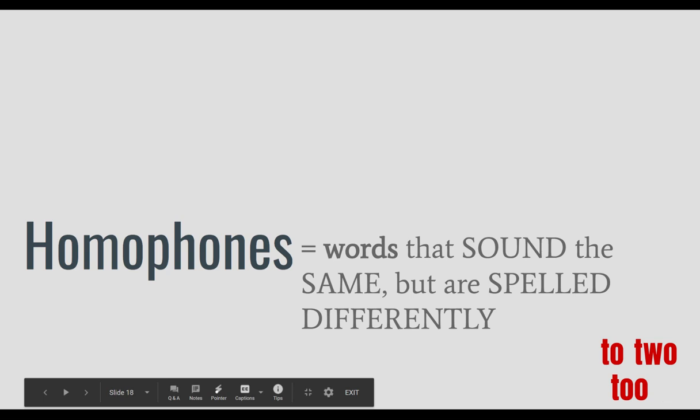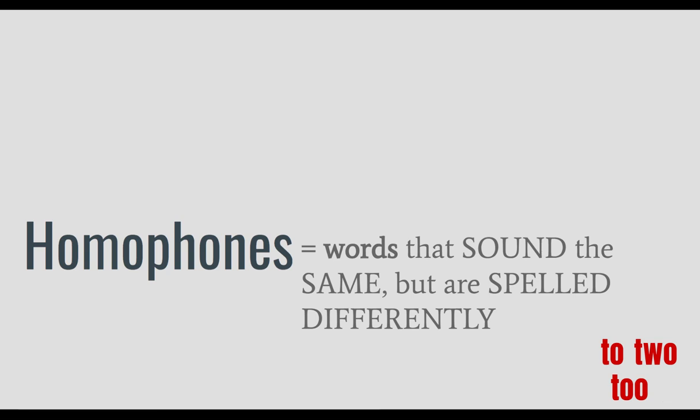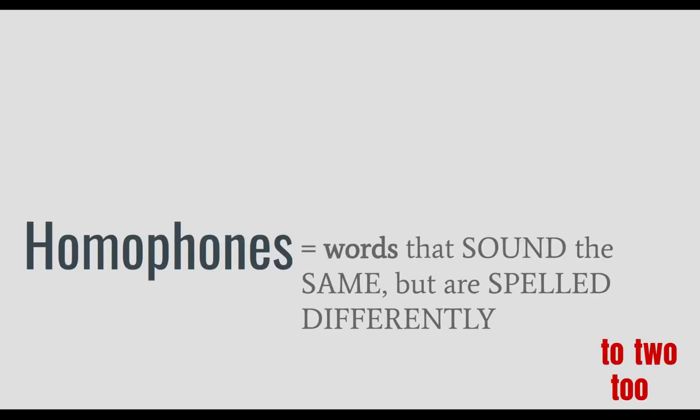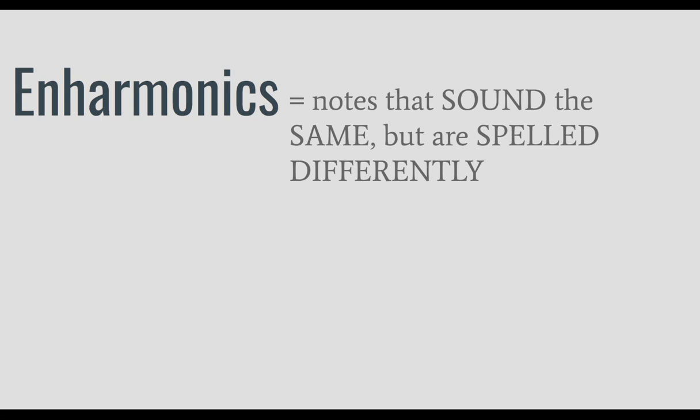Now, why do I bring up homophones if this is music class? Well, in music, we have something that is similar to a homophone. It's an enharmonic. Enharmonics are not words that sound the same, but notes that sound the same but are spelled differently. So before, we had words that sound the same but are spelled differently, and now we're dealing with notes that sound the same but are spelled differently. And I'm going to give you a few examples of those right now.